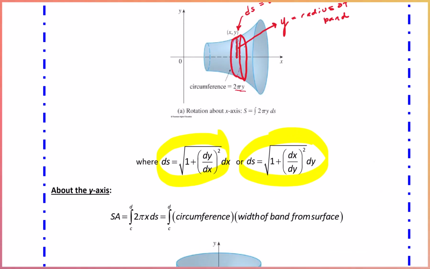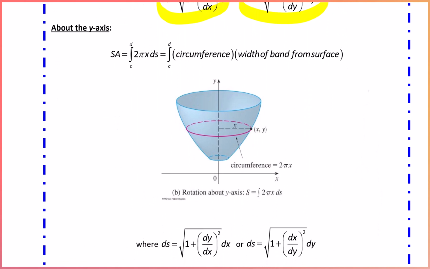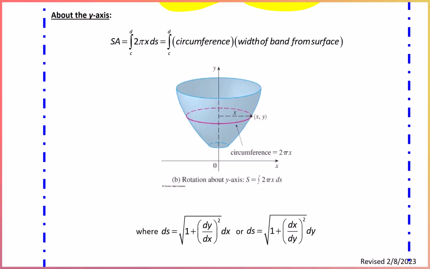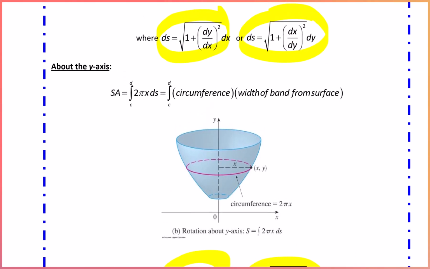And so you can see that same exact formula, but instead of the circumference being 2 pi y, it's 2 pi x, because this radius right here to the band is x when we're going around the y-axis. And then we get that same circumference times the width of the band of the surface, and we get 2 pi x ds instead of 2 pi y ds. And again, we can use our ds notation from either of those two. So it's just a shorthand notation.